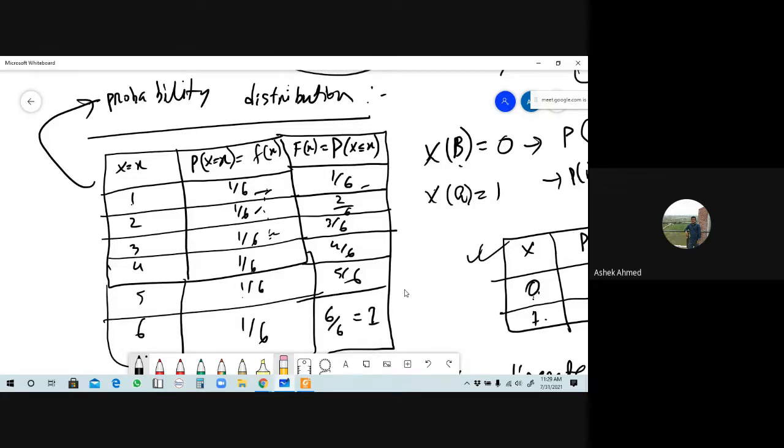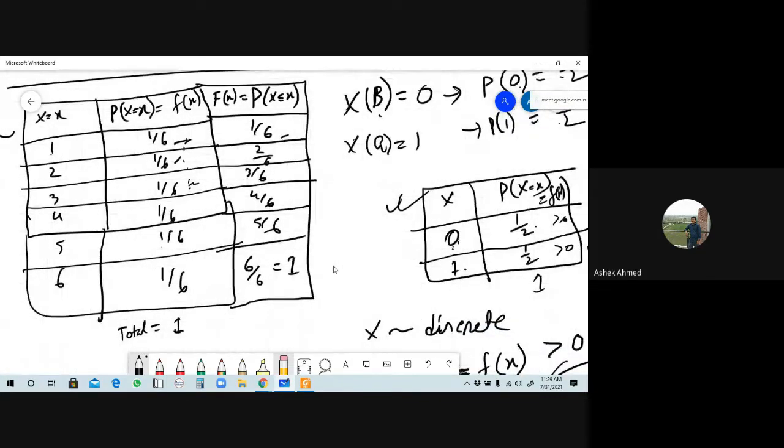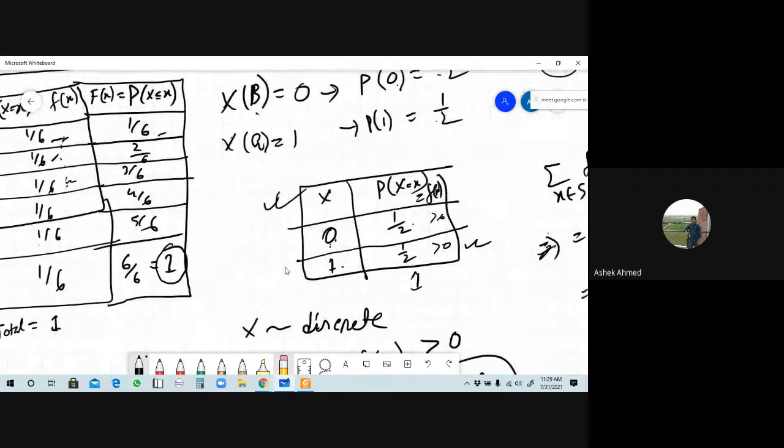But we have to remember that the last value of the CDF will always be 1. For the last outcome, the corresponding CDF will always be 1. For example, if this CDF is half, and the next is half plus half, that is 1. Is it right? Yes, sir.